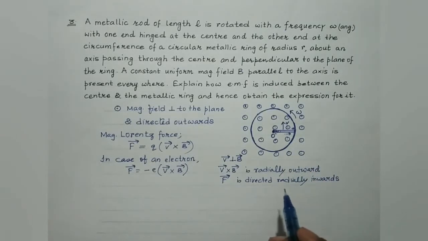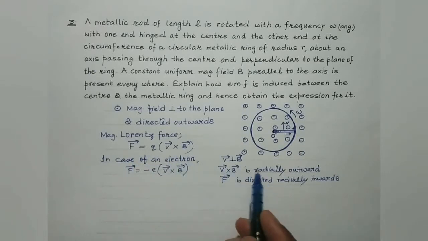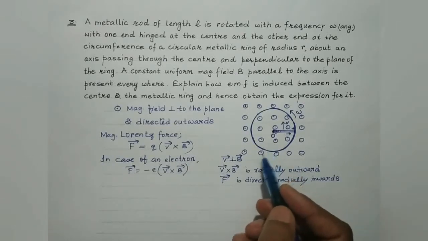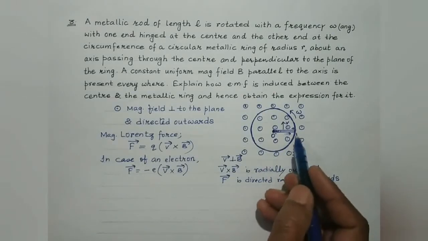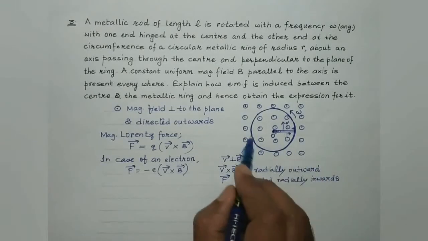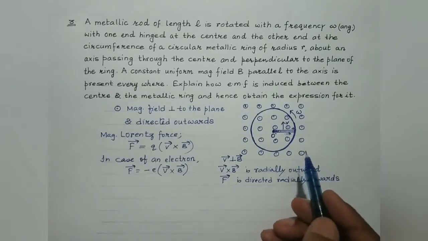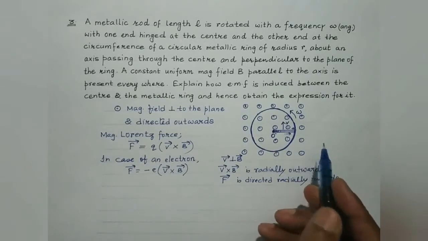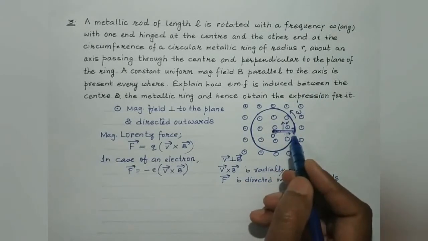So basically, according to the Lorentz force, F vector is equal to Q V cross B. So when the metallic rod rotates, the free charges, which are the electrons inside it, tend to move in a direction perpendicular to the velocity vector. In this case, as I've explained, the electrons move towards the inner end of the rod and the positive charges towards the outer end of the rod. As a result of the accumulation of charges, an EMF is induced between the two ends of the rod. So that is how the EMF is induced between the center and the metallic ring.